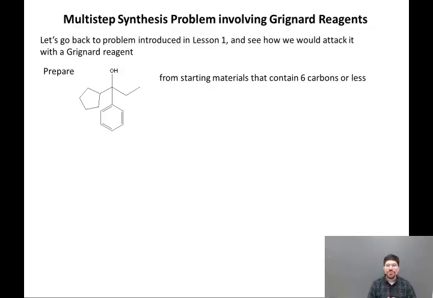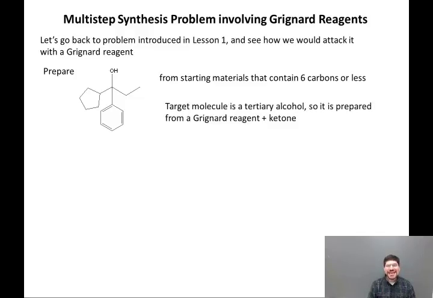So just to remind you, the problem that we're trying to solve is to prepare the 14-carbon tertiary alcohol indicated on the screen from starting materials that contain 6 carbons or less. So your tertiary alcohol has a cyclopentyl group on it, a phenyl group on it, and an ethyl group on it. So given that it is a tertiary alcohol, we should dig into our toolbox and think, okay, this will be made from a Grignard reagent plus a ketone.